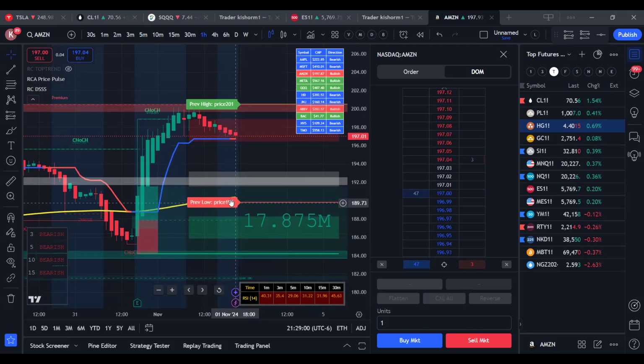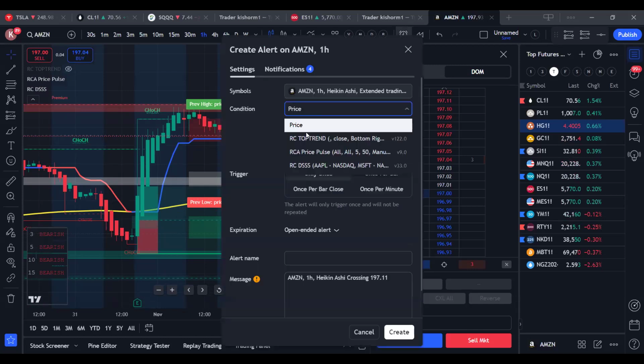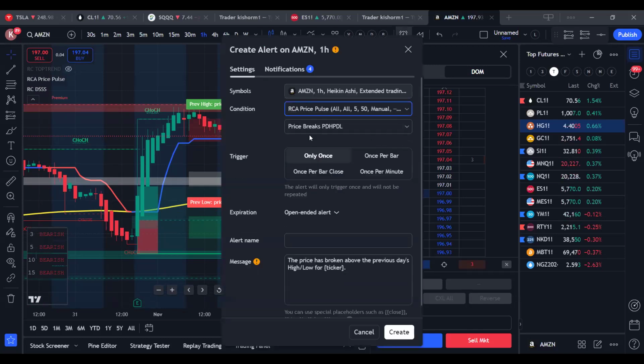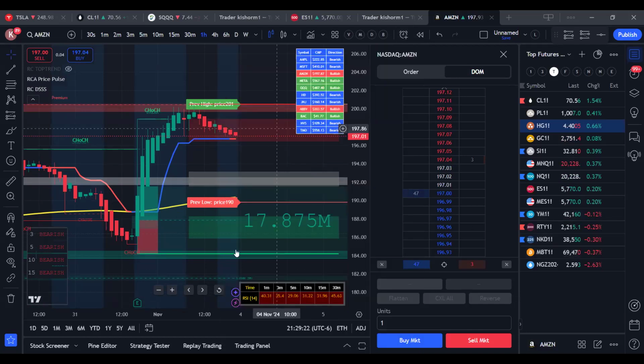So we have to wait for either this break or this break. If it goes above this, they will bring it all the way down. If the price goes below this, then whenever either this breaks or this breaks, the algo will send us an indication. Then if it breaks this one, it will go up. If it breaks at the top, they will bring it down.